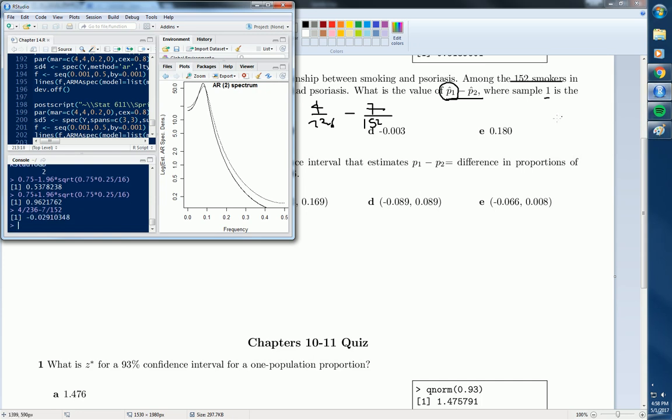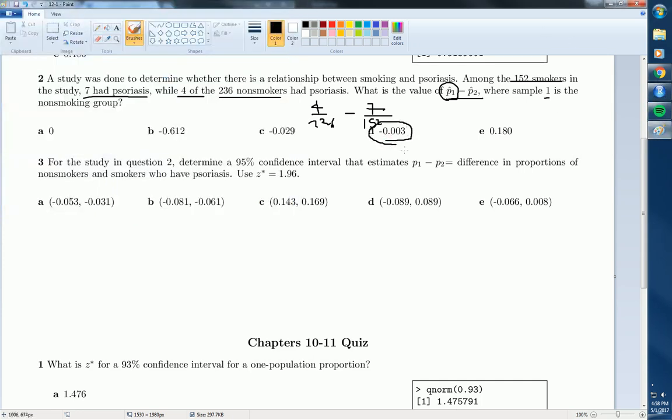Which gives you minus 0.03. Part 3 wants us to make a confidence interval for P1 minus P2, which is the difference in the population parameters of population proportions of non-smokers and smokers who have psoriasis.